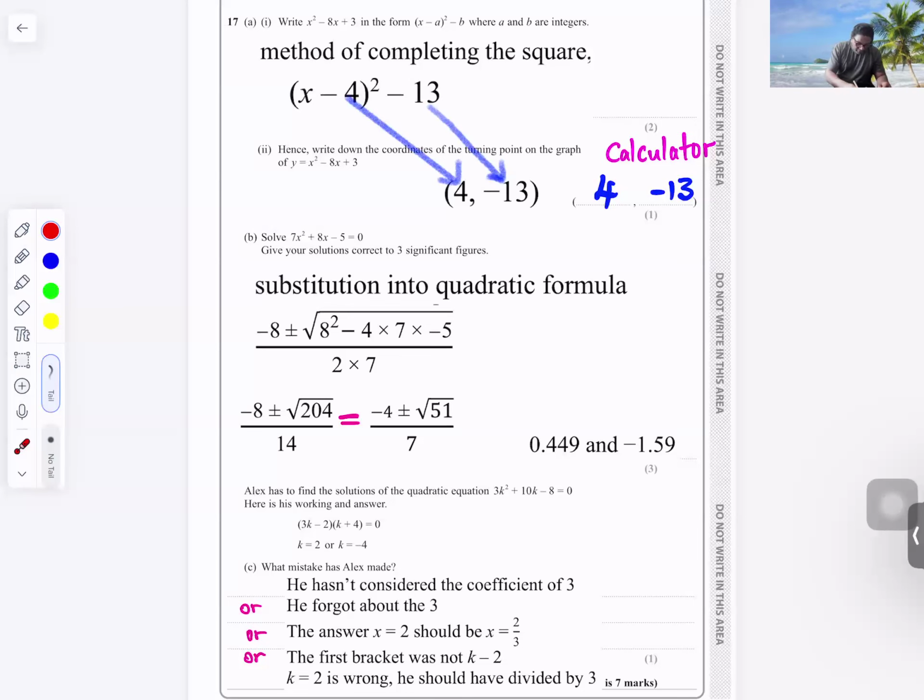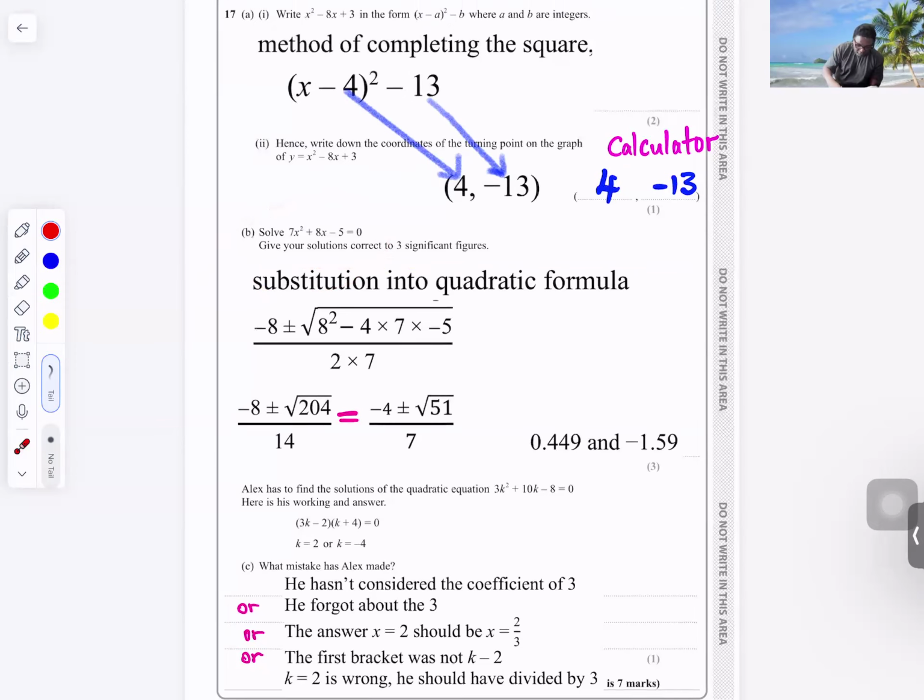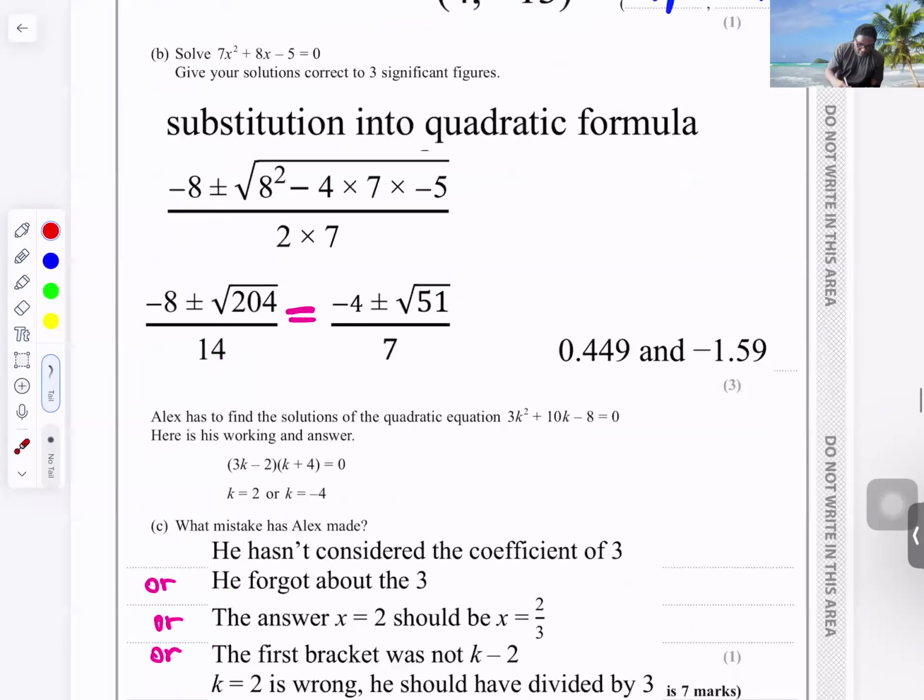For 17 part B, it says solve x squared plus 8x minus 5 equals 0. Give your solutions to 3 significant figures. Because they said 3 significant figures, it tells you that it should be decimals, and that means you have to use a calculator. You can use the quadratic formula if you want, and you will get these 2 answers to 3 significant figures, 0.449 and -1.59. If you don't use the quadratic formula, this is another way you can do it on the calculator.